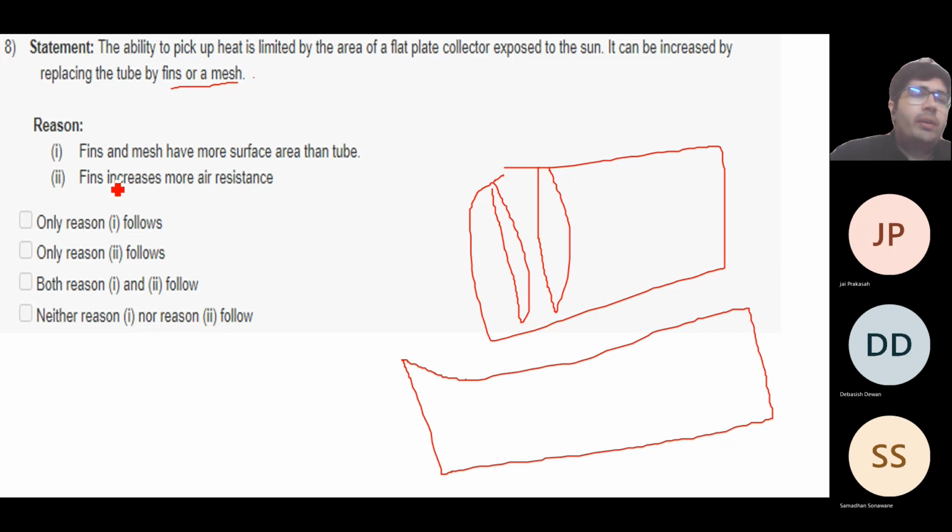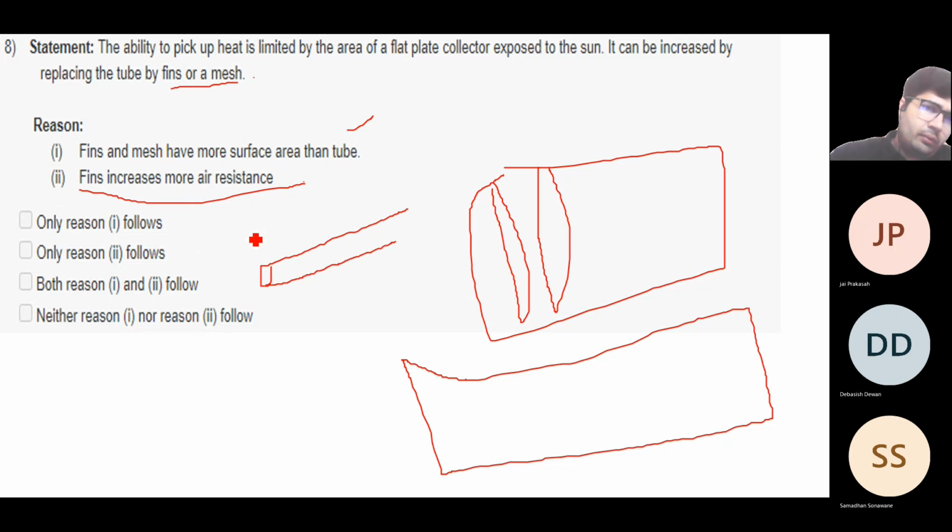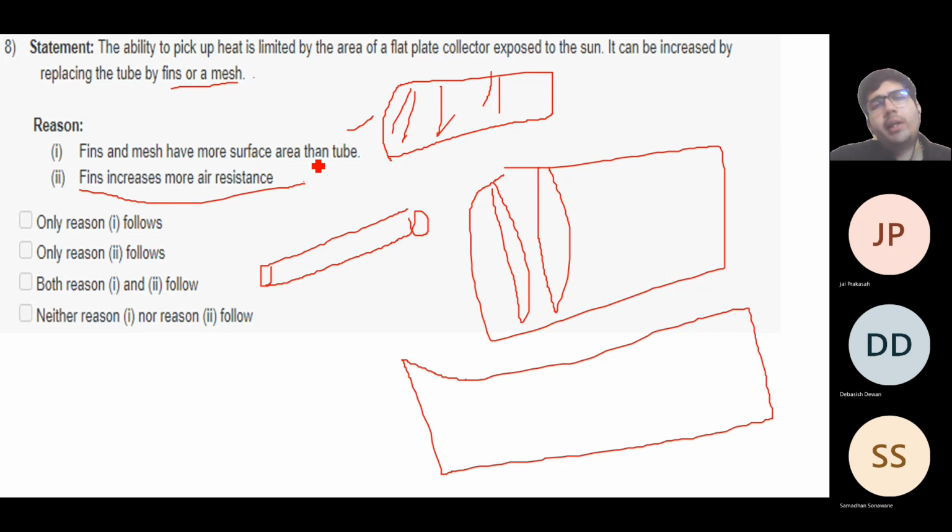Let's see. The reasons are: fins and meshes have more surface area than tube, and fins increase more air resistance. So statement 1 is correct, because if you compare a tube to a rectangular fin, you will see the rectangular fin has more area as compared to this tube. Fins and mesh have more surface area than tube.